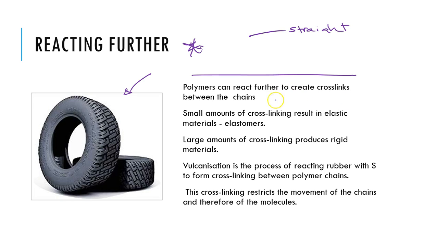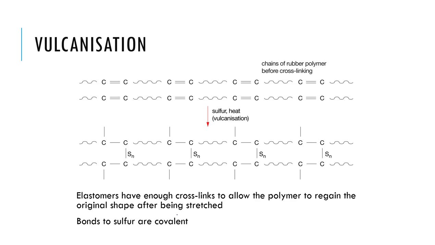Okay, so polymers can react further to create crosslinks between chains. So this is where we react the side groups further. So we can do chemistry on the side groups if we've added in hydroxyls or chlorines or things like that. Large amounts of cross-linking produce a rigid material, and the one that we use for doing rubber is called vulcanization, where we cause cross-links to occur between sulfur atoms that are on the side chains of the polymer. You don't need to know this process in detail. It is just an example of further manipulation of polymer properties.